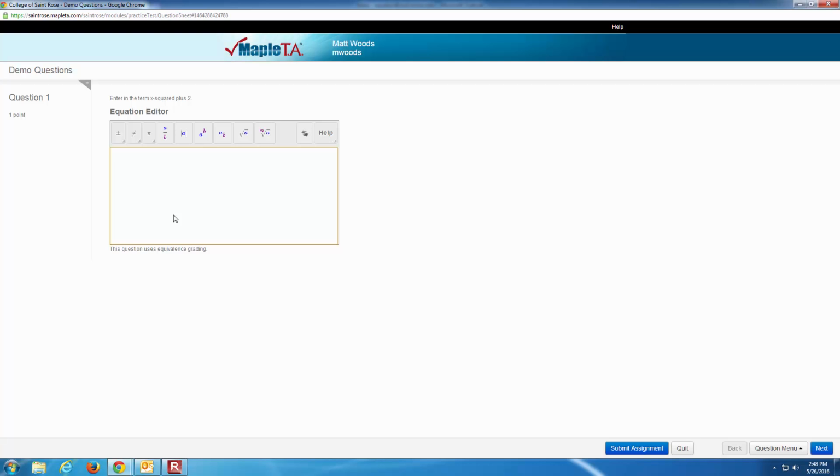So we're going to start with an exponent. So this is the first question I have here. Enter in the term x squared plus 2. Well, in order to enter in an exponent, here's the exponent button. So I'm going to click that, backspace out the a, and replace it with what I want. In this case it's x. And now backspace out the b, enter in what I want. Since it's x squared, I want 2. I'm all done with using the exponent thing, so I'm going to hit the right arrow key on the keyboard. The right arrow key gets you out of everything, all the special characters that we're going to be using.